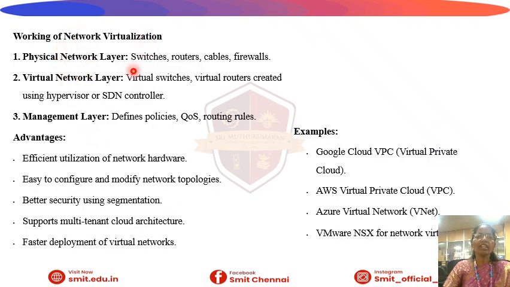Then how does network virtualization work? There are three layers in network virtualization: the physical network layer, the virtual network layer, and the management layer. The physical network layer includes switches, routers, cables, and firewalls. The virtual network layer consists of virtual switches and virtual routers, created using the hypervisor or SDN controller. The third one, the management layer, defines the policies, QoS, routing rules, etc.